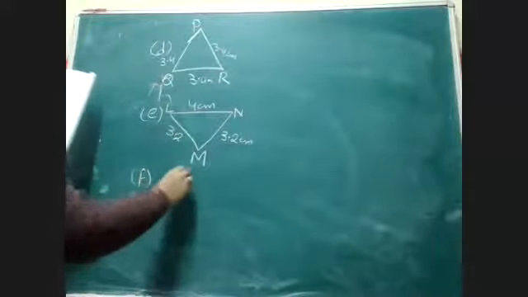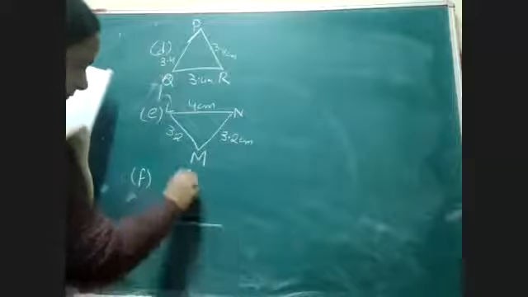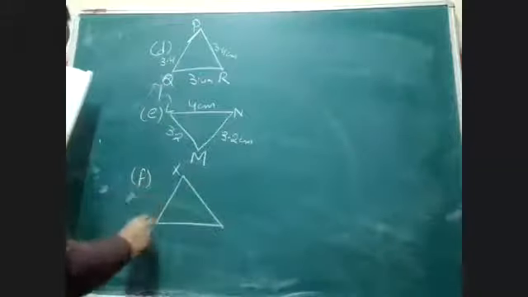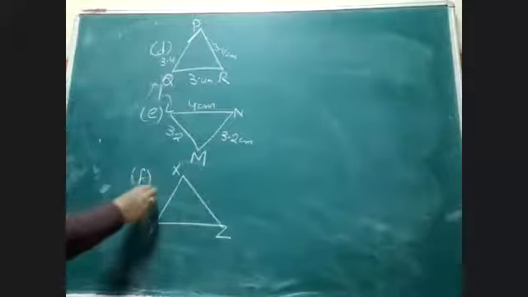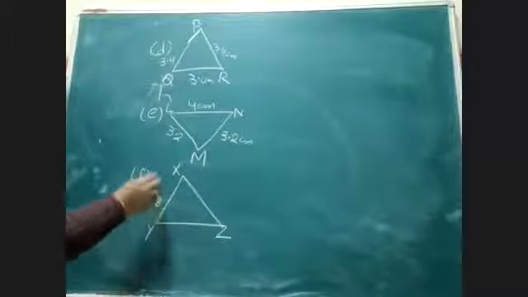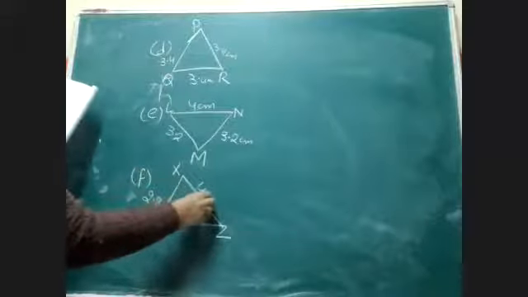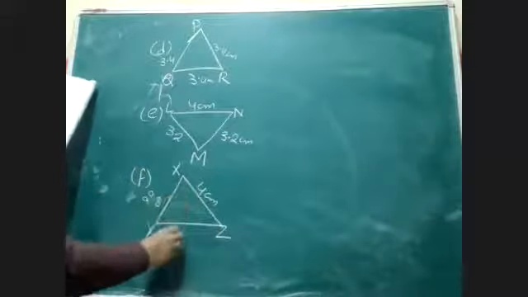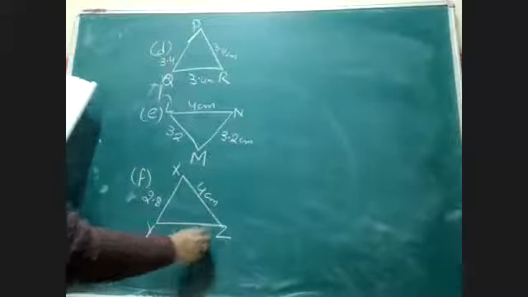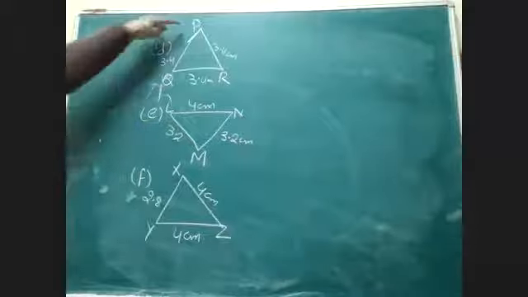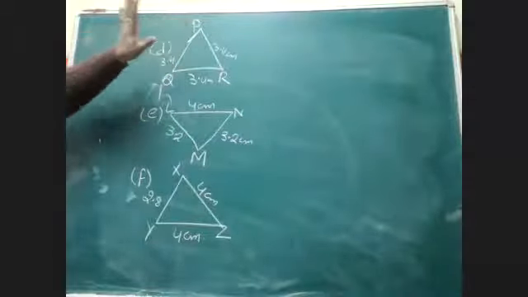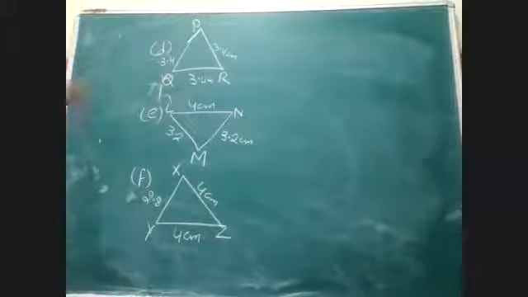Now triangle X, Y, Z. This triangle is 2.8 centimeter, 4 centimeter, and 4 centimeter. Now, on the basis of sides, the length of each side is given. On the basis of sides, write the type of triangle.